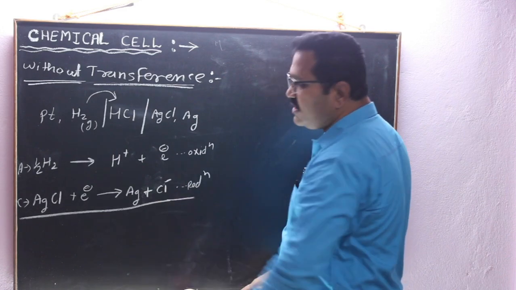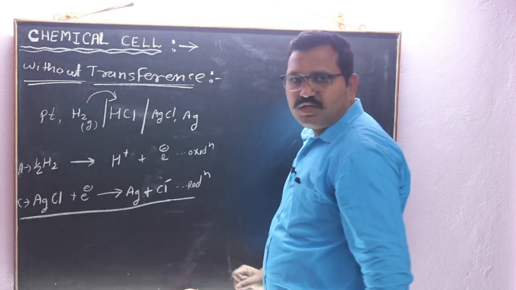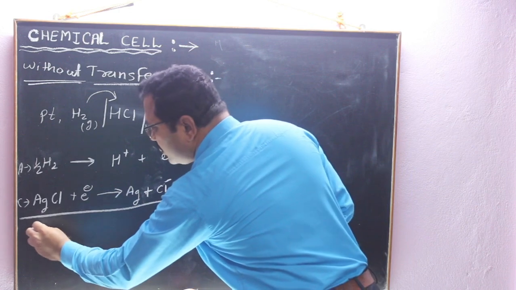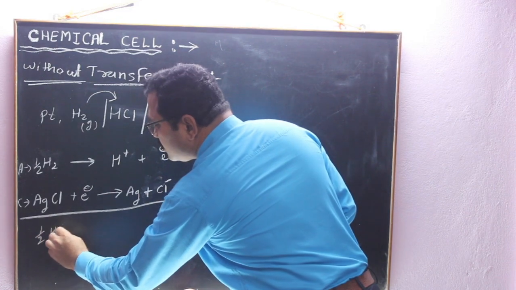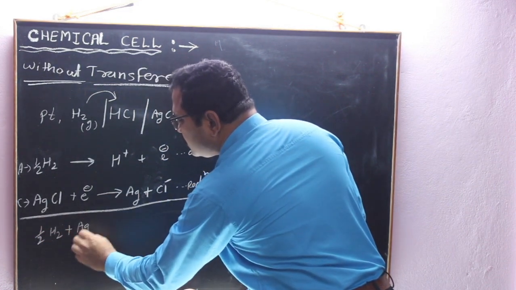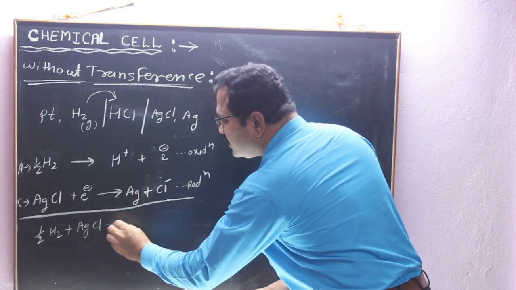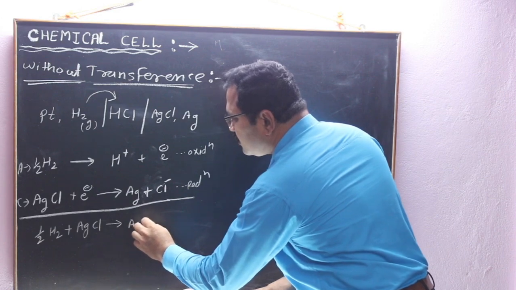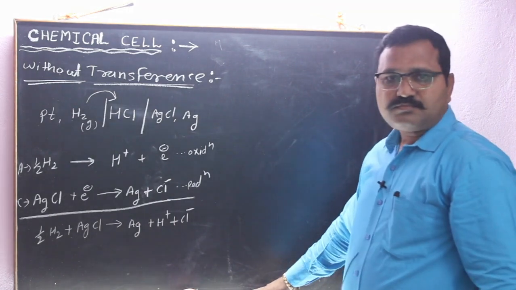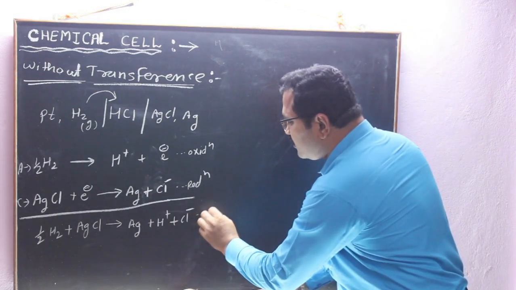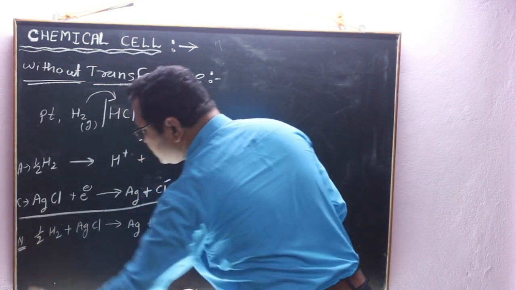Now, what is the net cell reaction? It is the addition of the anode reaction and the cathode reaction. Adding the anode reaction, half H2, plus this AgCl, the electrons cancel, giving Ag plus H plus Cl minus. This is the redox reaction. It is called the net cell reaction.